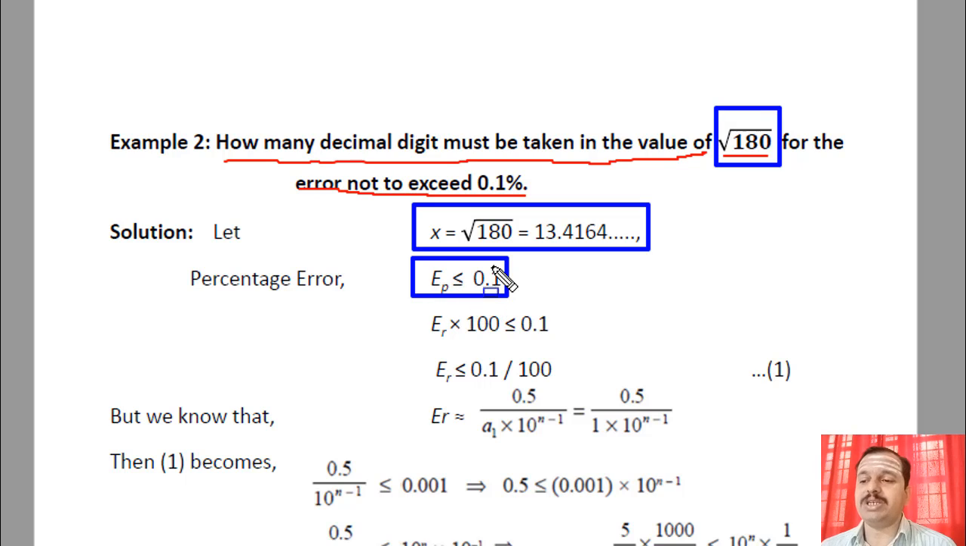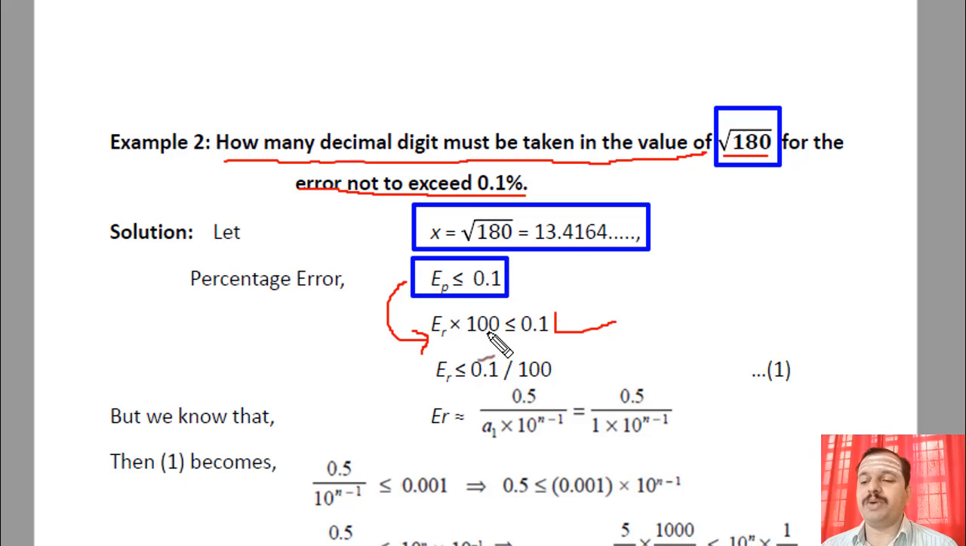That means here we want to truncate the decimal places. We want to consider only a few decimal places of this number in such a way that the percentage error is less than 0.1. Now let us start the work. The definition of percentage error we are using here: percentage error means relative error into 100. On LHS we have kept this, and on RHS 0.1 as it is. We have done nothing to the right hand side. So LHS is relative error into 100, RHS as it is.